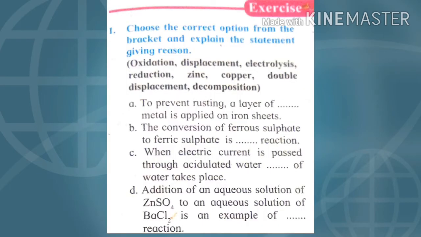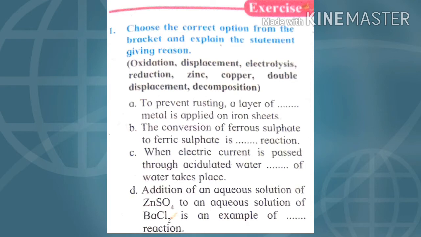Now we discuss exercise of chemical reactions and equation. First of all, we discuss fill in the blank. Number 1: to prevent rusting, a layer of dash dash metal is applied on iron sheets, that is zinc. This process is known as galvanizing.